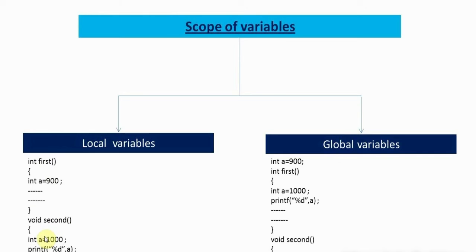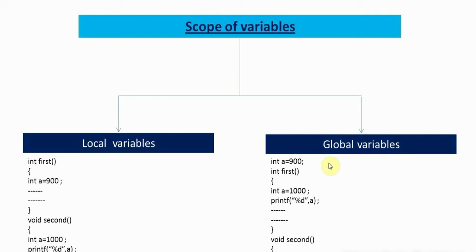This is not the same variable. This a is different and this a is different. Both the a's will be stored at different memory locations in the memory, right? This a will be maintained separately for first, and this a will be maintained separately for the function second, right?